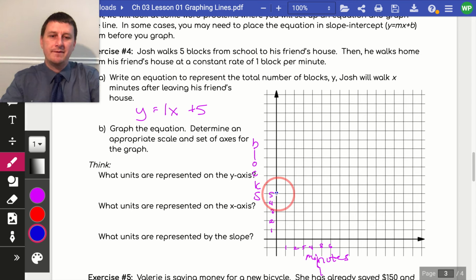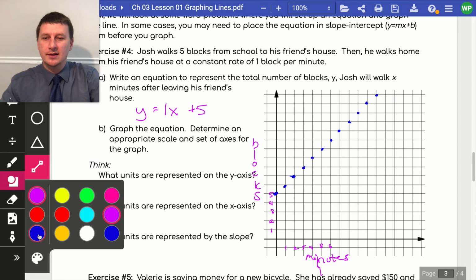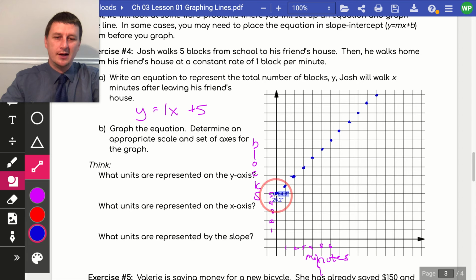So I'm going to start at 5 on my y-axis, and my slope is 1. So remember, that's 1 over 1. So I'm just going to go up 1 unit over 1 unit. 1 block per minute, 1 block per minute, 1 block per minute. Almost done, I promise. There we go. Now, we want to connect those points in a nice straight line.